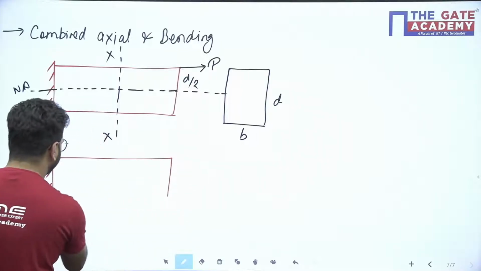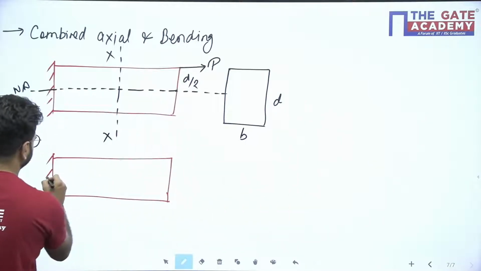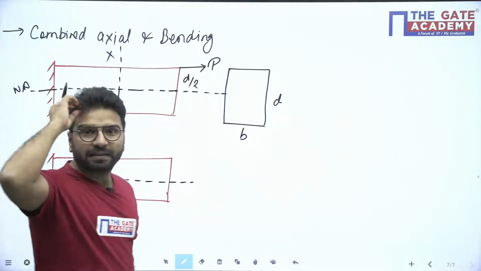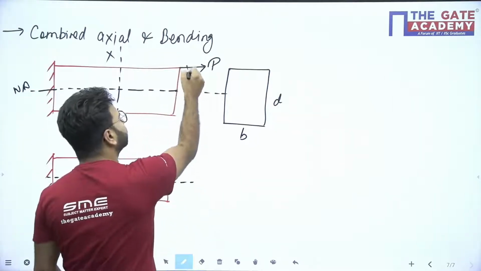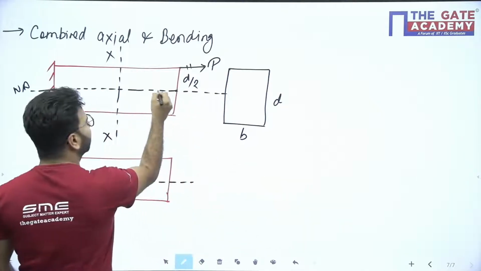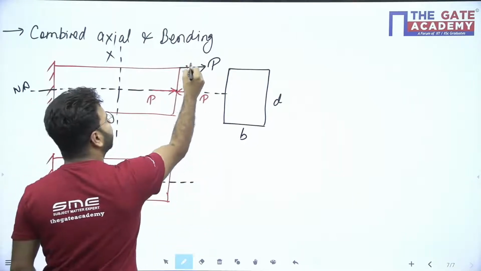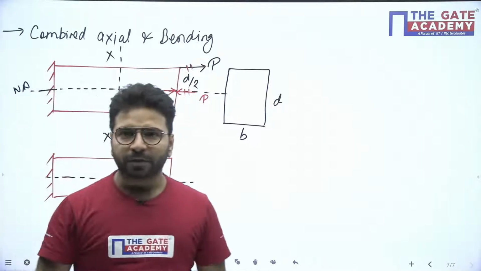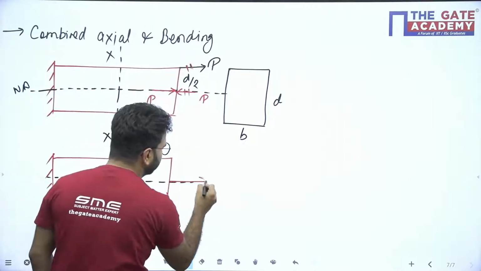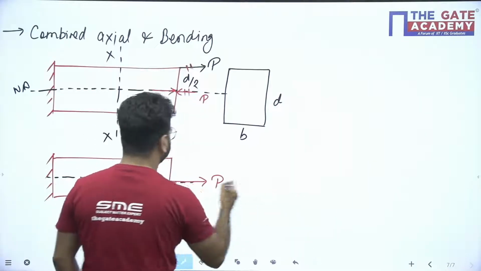Just see, all of you. This is my original beam. This is our neutral axis. Now again apply the same concept. I want to transfer this force to the neutral axis. How will we transfer? We will apply P at the neutral axis, one P like that, one P like that. So you can see this P and this P will form a couple. One is the force P which will come, and second it will be P into D by 2.